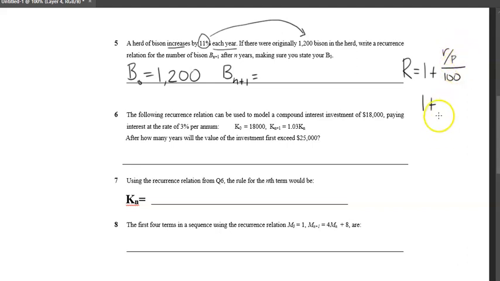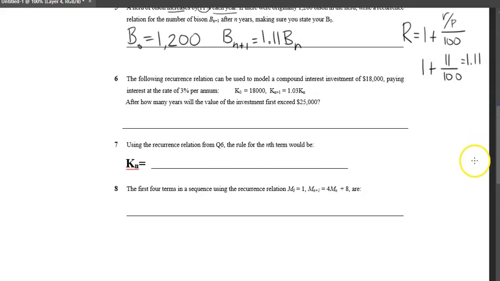And when your P value is 1, you just write it as whatever the R value is over 100. If it's maybe half yearly or quarterly, that P value will change to 2 and 4 respectively, but because it's once, we just leave it as 1, and when any number is over 1, we just leave it as that number. So 1 plus 11 over 100, this is 1.11. So we found our R value to be 1.11 multiplied by b of n.